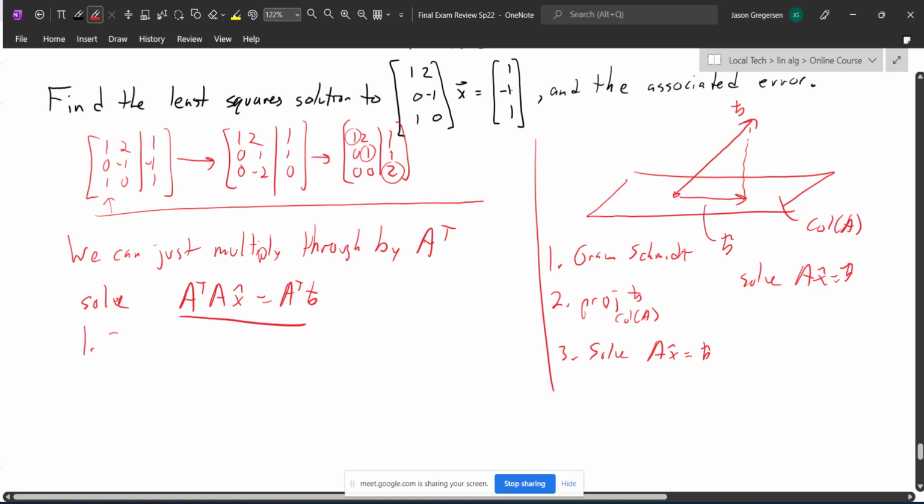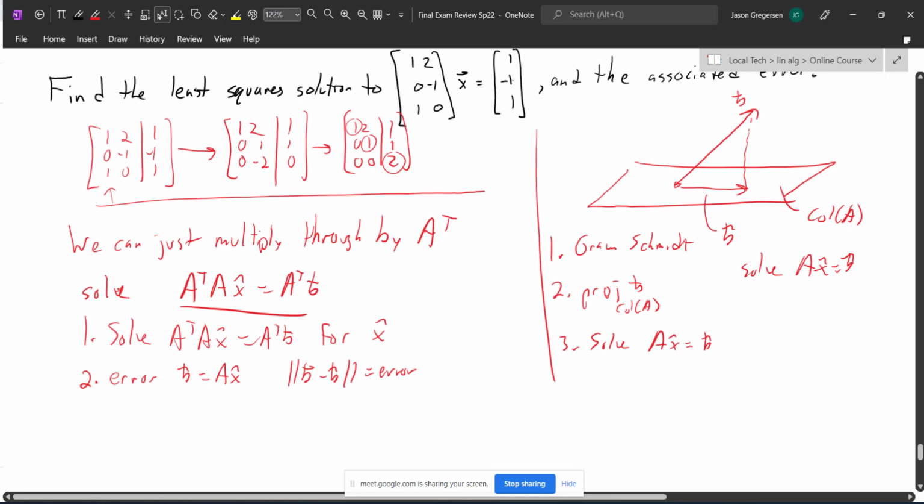So my steps would be to solve A transpose A x hat equals A transpose b for my least squares solution. That would be the best approximate solution. And then since it's not the exact solution, there'll be some error. And it turns out to calculate my error, I would first calculate b hat, which would be my A times my x hat, right? And then the difference, the distance between b and b hat, would equal my error.